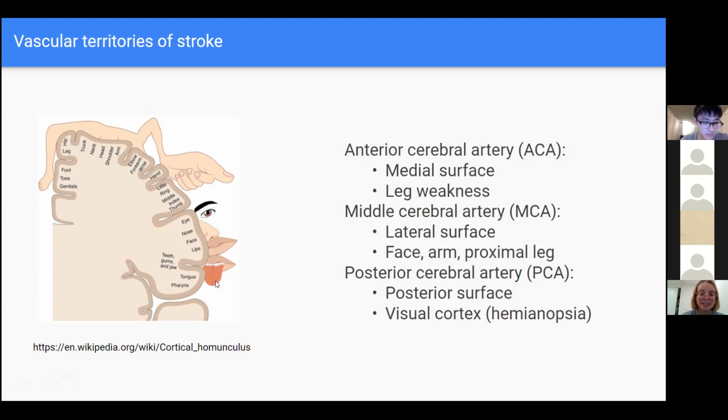And then we have the PCA, the posterior cerebral artery, that obviously covers the posterior surface of the brain. And if we know our anatomy, again, we know that the occipital lobe is there. And so visual problems will usually happen with posterior cerebral artery strokes.